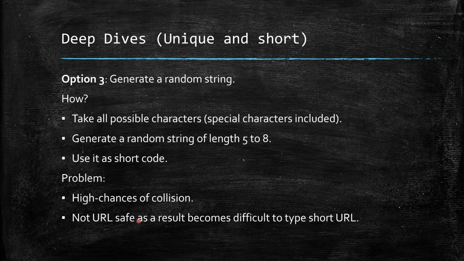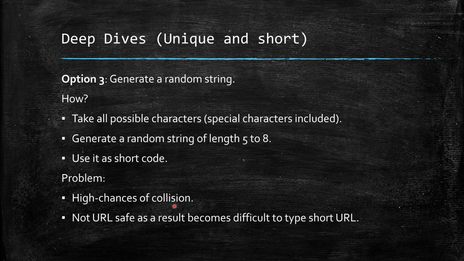Take all possible characters, special characters included, generate a random string of length 5 to 8 and use it as a shortcode. Now, the problem with this approach is that there are high chances of collisions. You are generating a random string of 5 to 8 characters only, and this makes your collision chances really high. I'm not going to show you the math, the probability, all those sorts of stuff, but you can imagine that given such a short length, 5 to 8 characters, there are really high chances that 2 requests at the same time will have a collision.